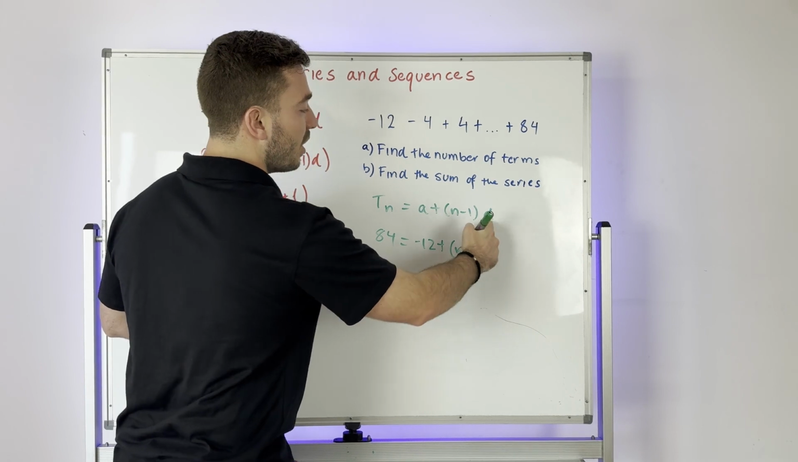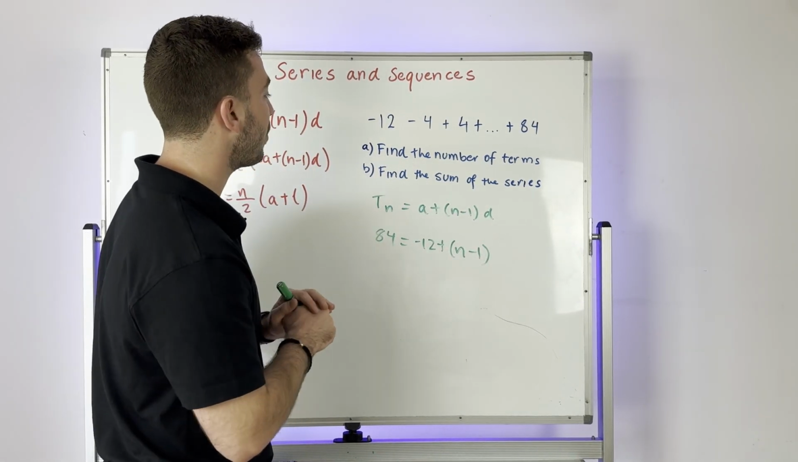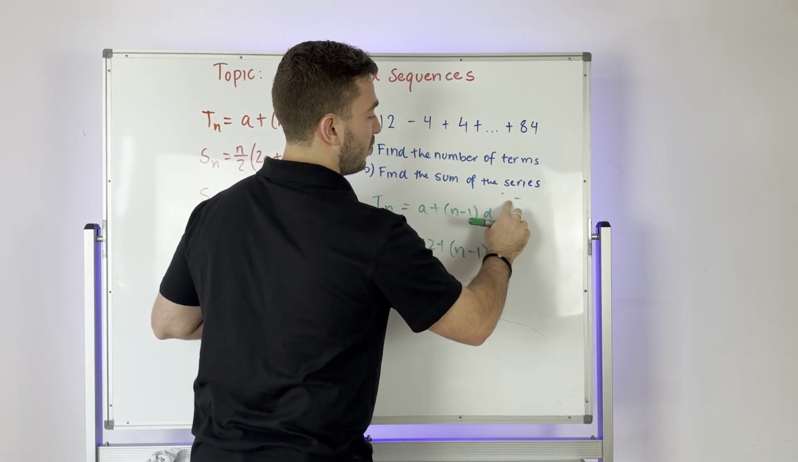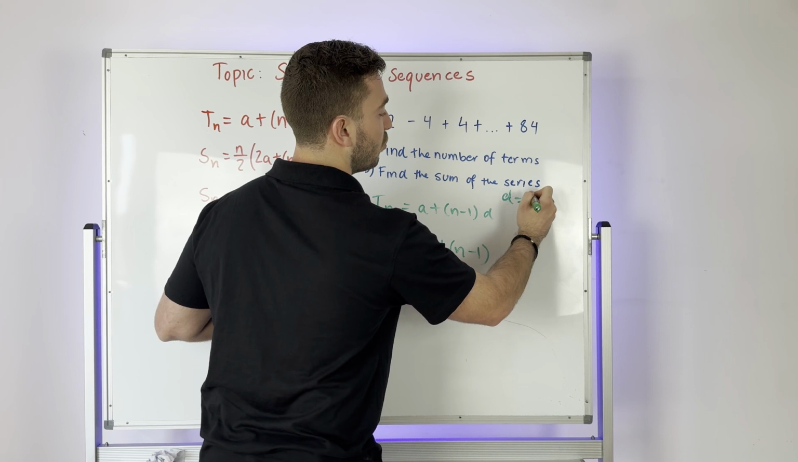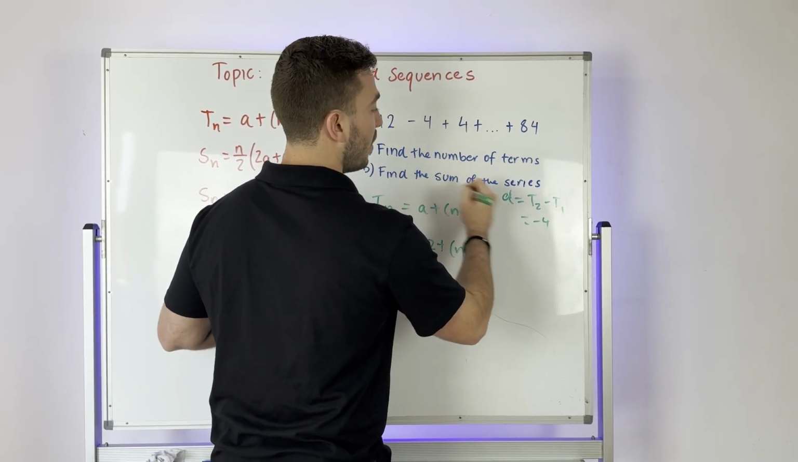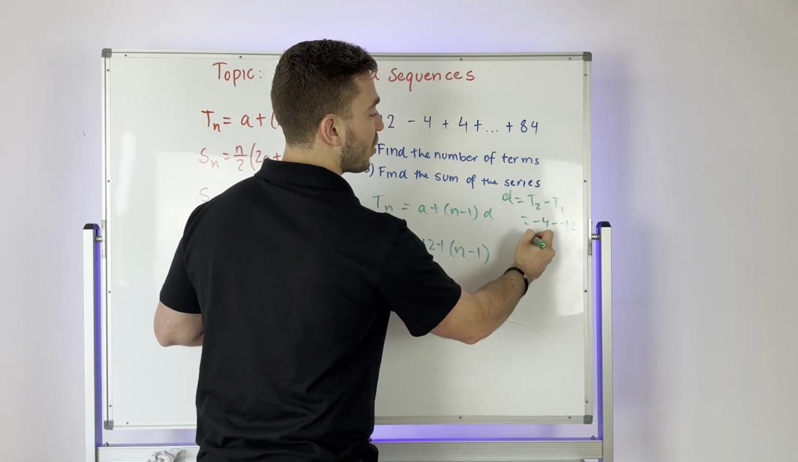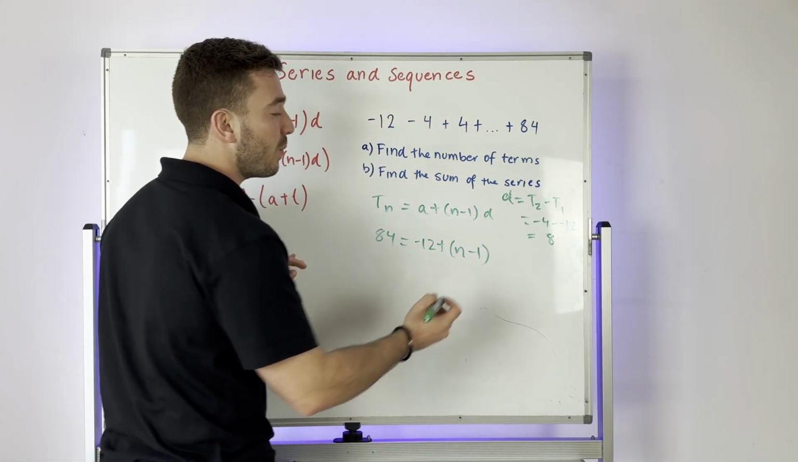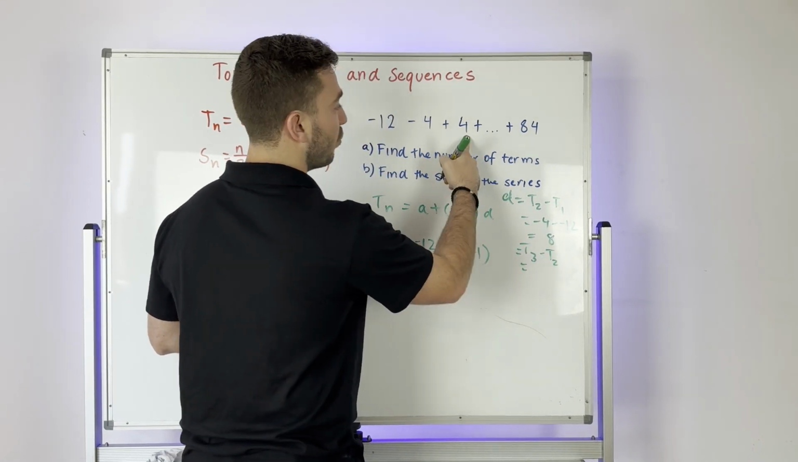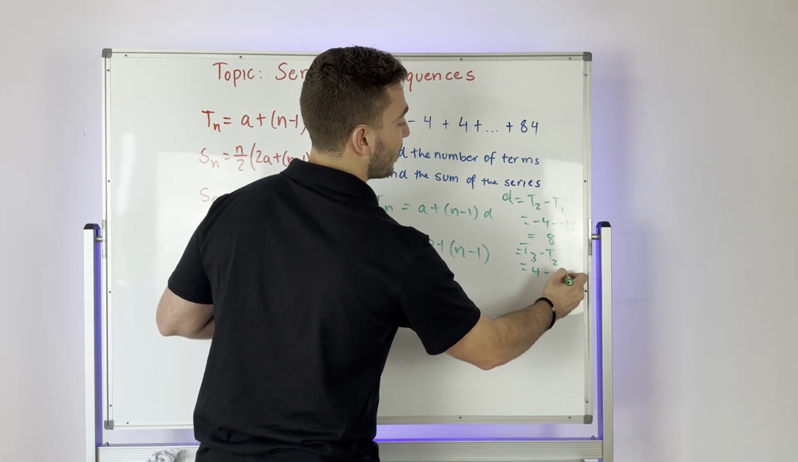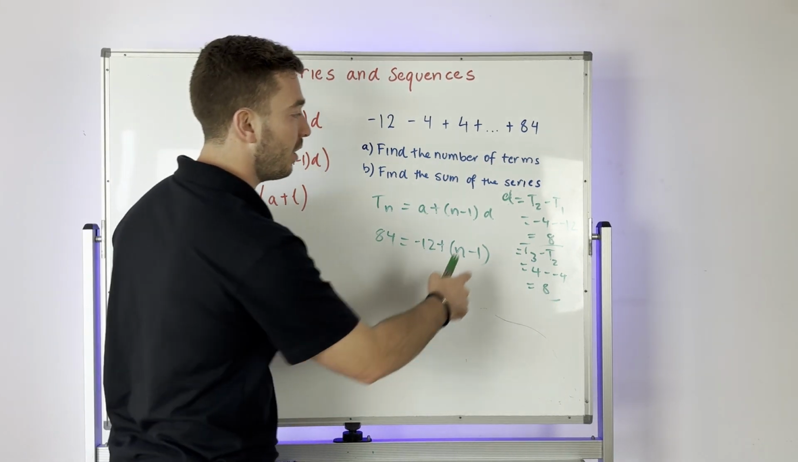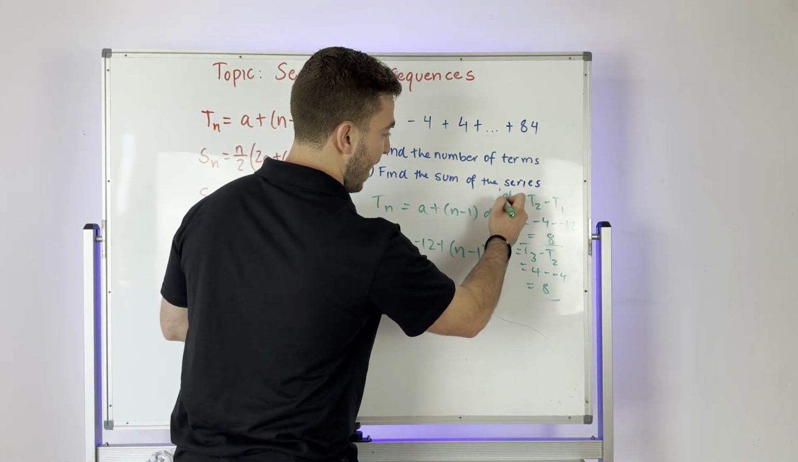So n minus 1 times my common difference. Now, I haven't solved for my difference yet, but remember that the common difference is equal to the second term minus the first term. So it's going to be -4 minus -12, which is just equal to 8. Remember, another way we can solve that is it's the third term minus the second term, which is equal to 4 minus -4, which again is equal to 8. So it doesn't matter how you solve for your difference as long as you get it. So my difference is just going to be 8.